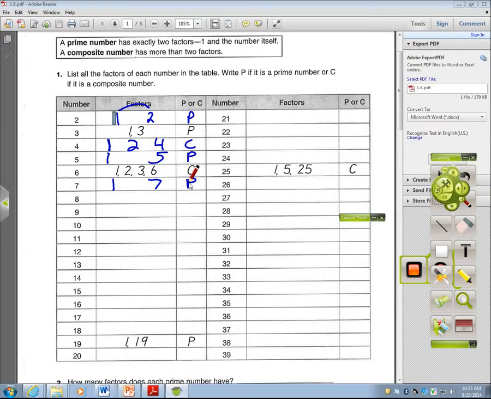What's another prime number after 7? What's the next prime number after 7? 8, 9, 3 times 3. 9 doesn't work. 10 doesn't work. What's the next prime number? 11. Good job. So 1 and 11, and that's prime.